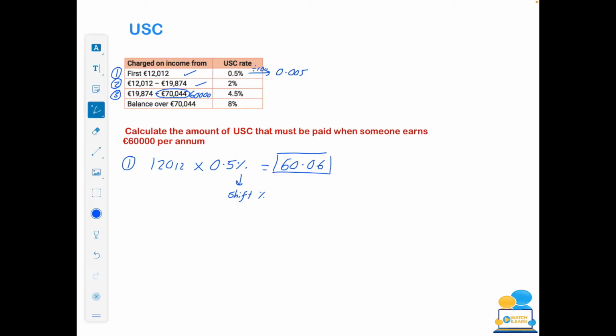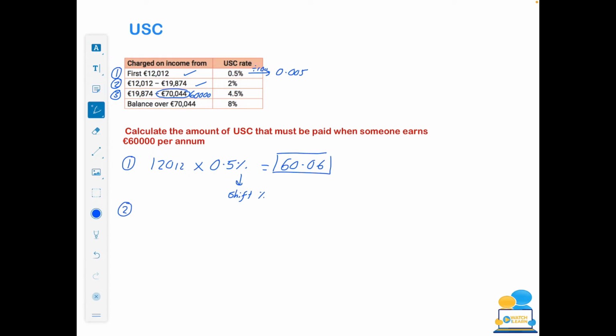That is a bit of a shortcut. It means you don't have to change it to a decimal. Usually I change it to a decimal when the numbers are nice, it's just that this one is kind of difficult to change into a decimal. But I'm going to do it the normal way for the other ones. It's up to you which method you choose. So then for the second chunk.